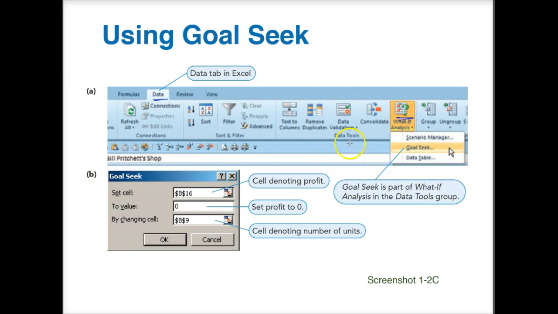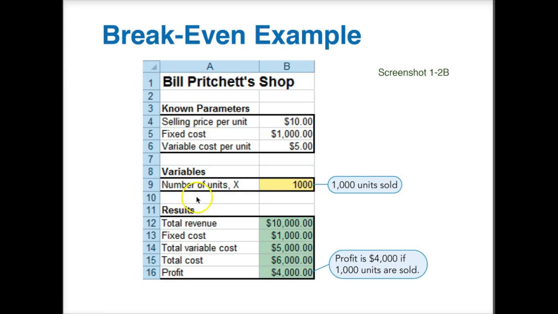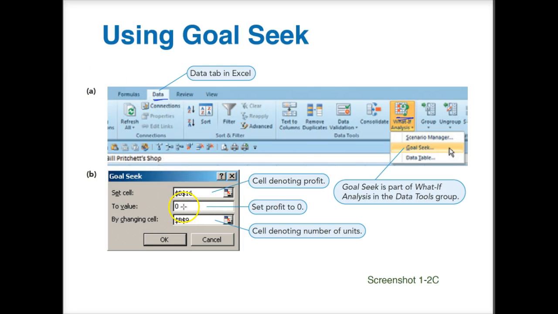Once we do that, we have this window that pops up, basically saying we want to set the cell B16, and let's go back here. Remember what B16 is. This is cell B16. So in other words, the goal is to get B16 to equal 0 by changing cell B9. So let's go back here.